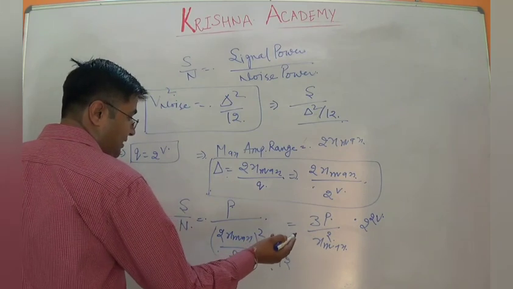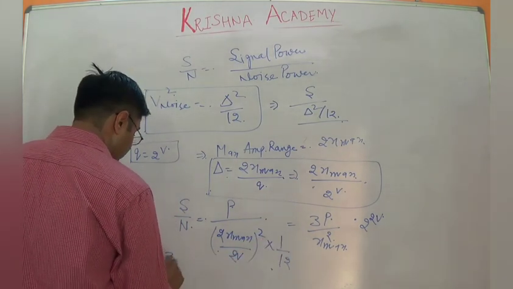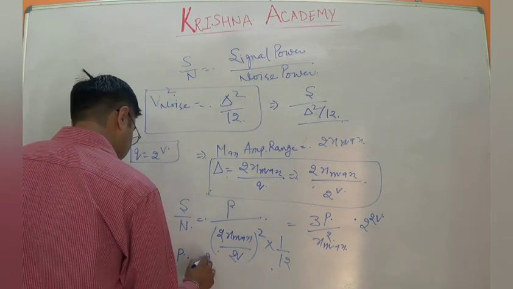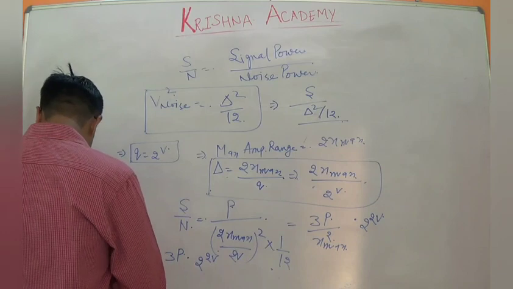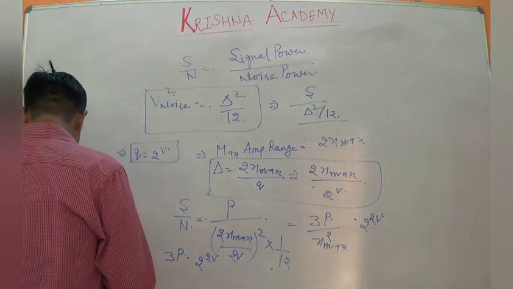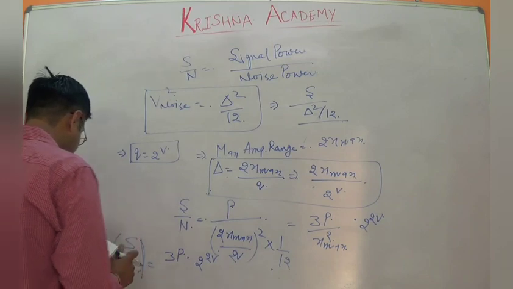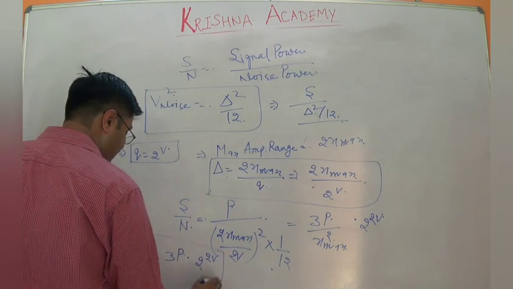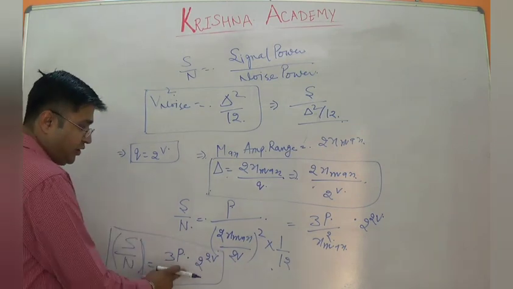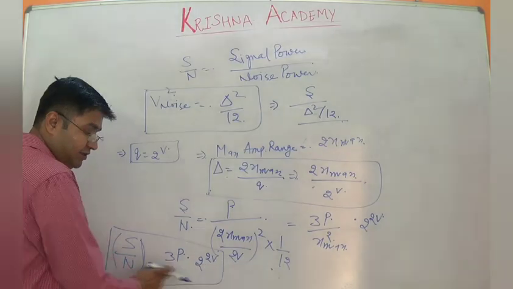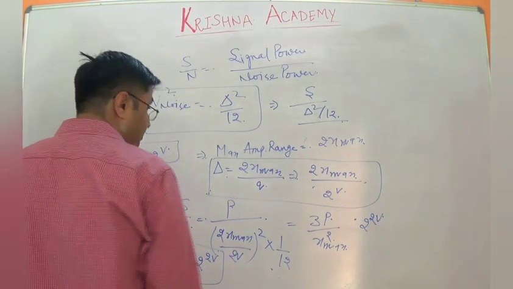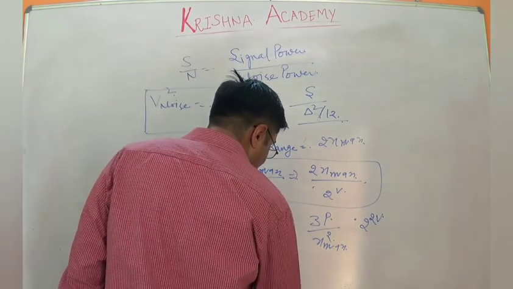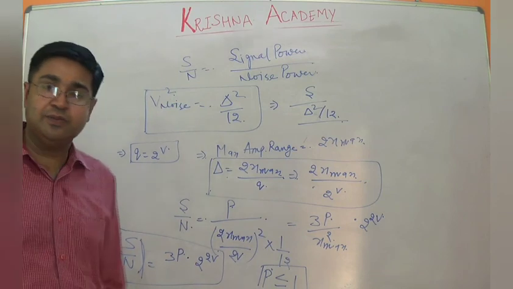and if we suppose x max is 1, then it is 3P into 2 to the power 2V, and just calculate this one. Now this is, as we know, a normalized signal. In this particular equation, P is the power. Now if this is a normalized equation, the P will be less than or equal to 1 if it is normalized and a linear function.